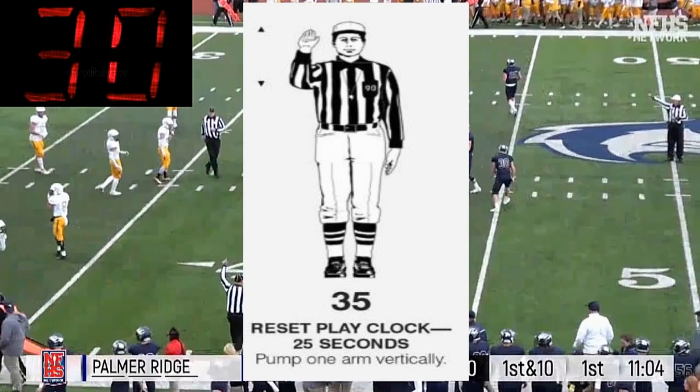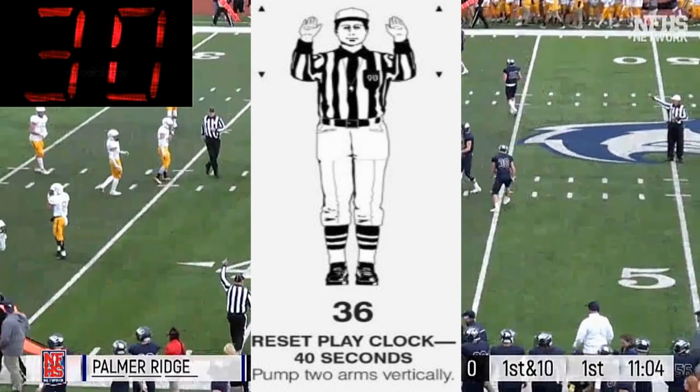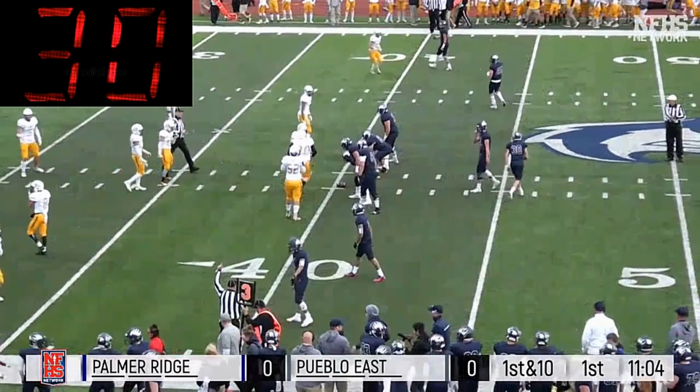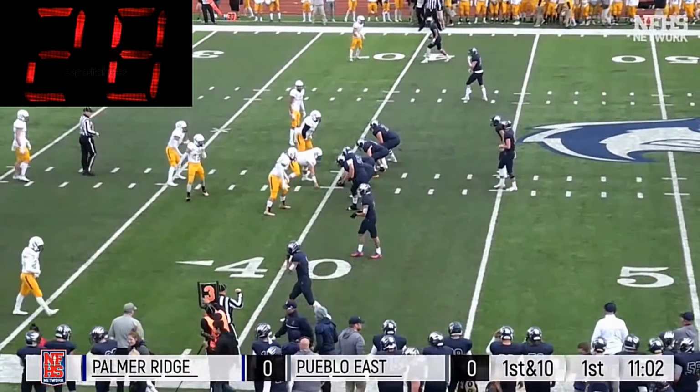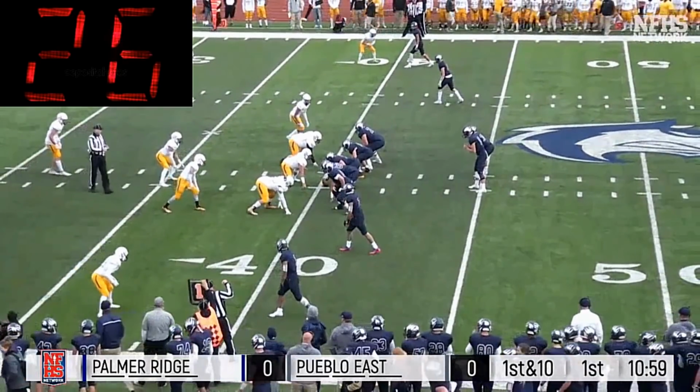To signal the reset of the play clocks, the referee will either pump upward with one hand to reset the 25-second play clock or pump upwards with both hands to reset the 40-second play clock. Now we have a run up the middle for another first down in bounds.